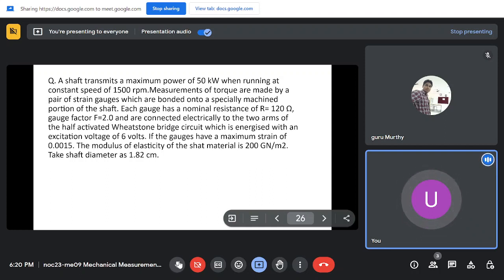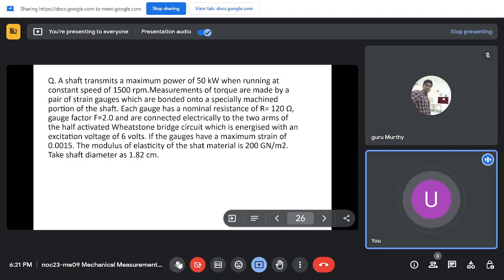To measure this, you have a pair of strain gauges which are bonded on a specially machined shaft. You have two strain gauges which are attached. Each gauge forms a resistance in the Wheatstone bridge, and each of these gauges has a resistance of 120 ohm and a gauge factor of 2. And the Wheatstone bridge voltage which is used is 6 volts.